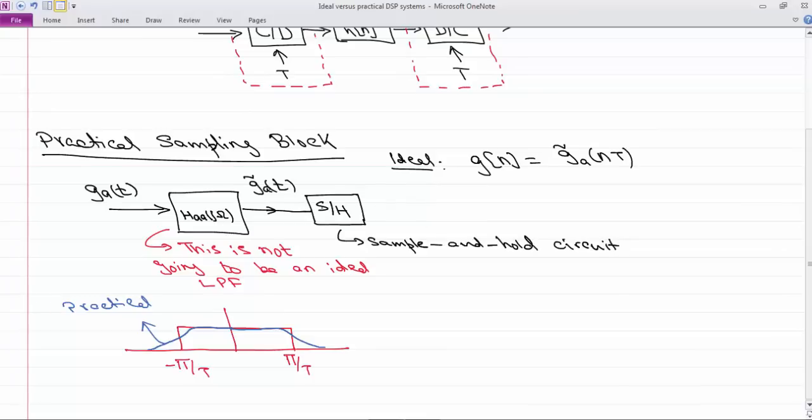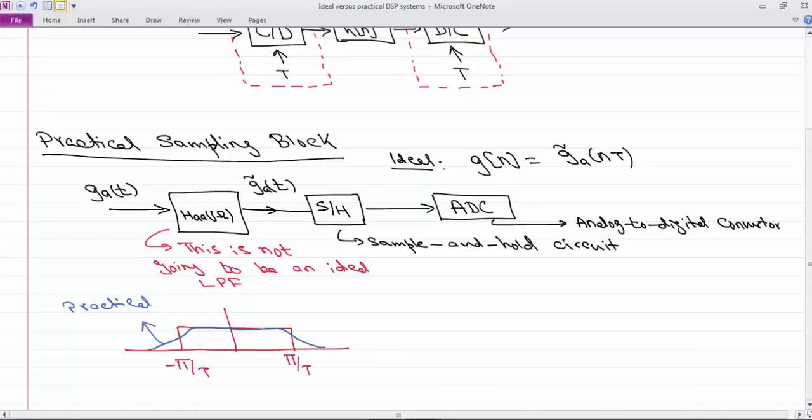And then you have a block which is called an analog to digital converter. And then you get back this g tilde [n], which is not perfectly g[n]. Now, in many commercial systems, the ADC and the sample and hold circuitry are actually packaged in one chip, and you still call that an ADC.